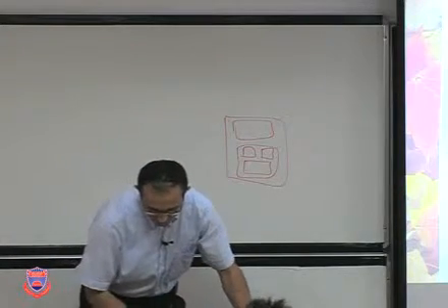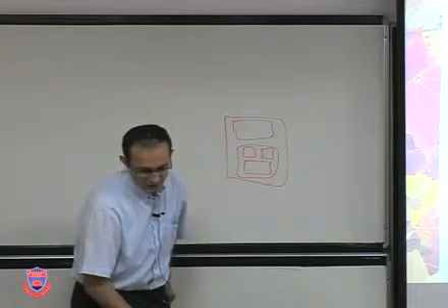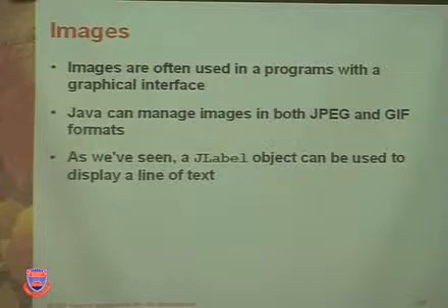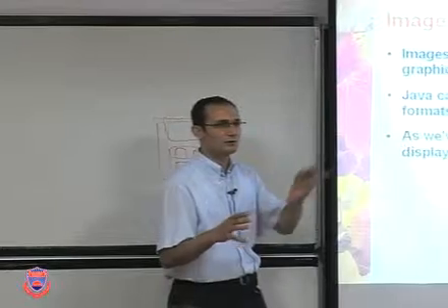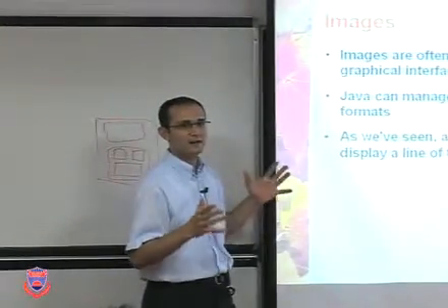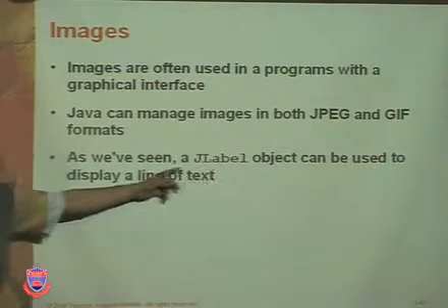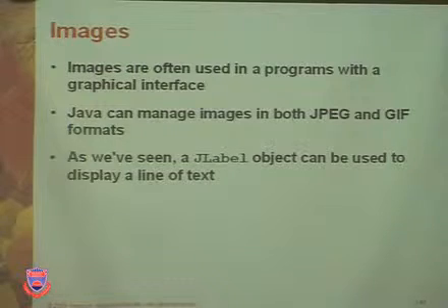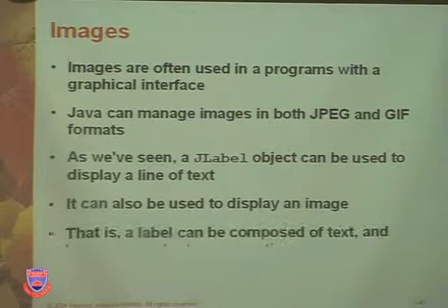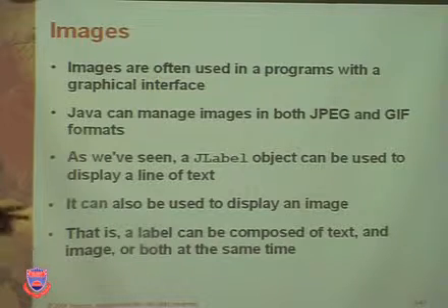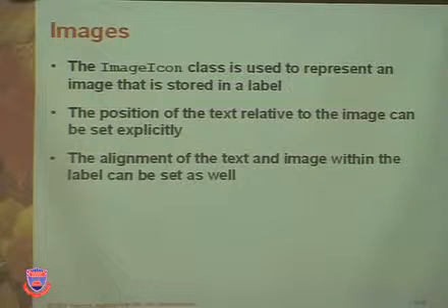So this is nested panels, and images. You can also use images in graphics components. So if you would like to import these images in your screen, let's say you would like to have a certain image on the back of a panel or a frame, then you can do that. You can use the JLabel object to add those into your frame or panel. So you can use this again along with the text, image, or both of them at the same time. The ImageIcon class is used to represent an image that is stored in a file. We will see that in the example.